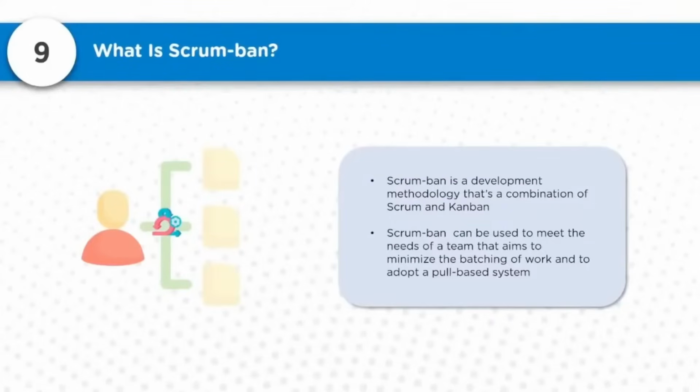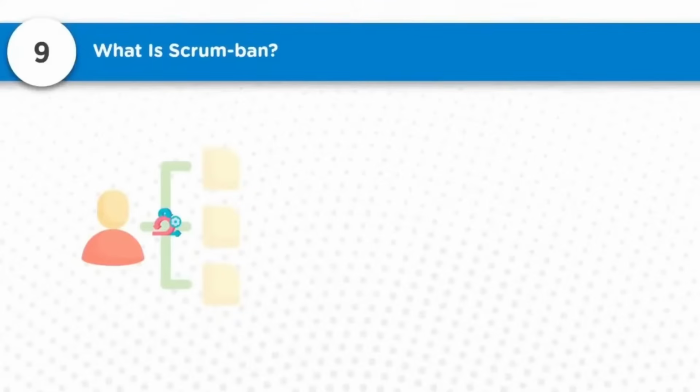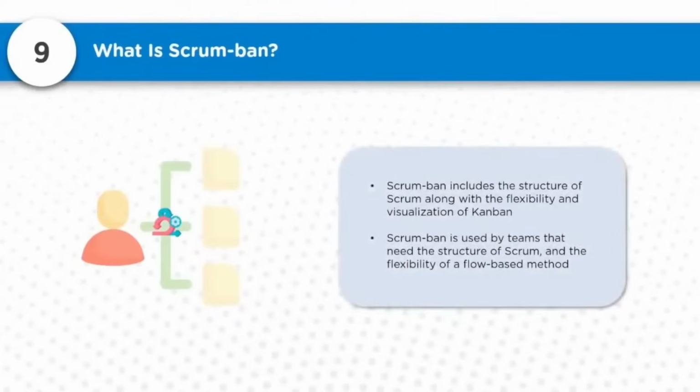So it's also called pull system because work is pulled from that particular list. So when this Kanban approach or methodology is applied in Scrum, we call it Scrum Ban. The combination definitely helps in making that entire journey successful and supports the Scrum methodology. Scrum Ban includes the structure of Scrum along with the flexibility and visualization of Kanban. So Scrum Ban is used by teams that need the structure of Scrum and the flexibility of a flow-based method like Kanban.